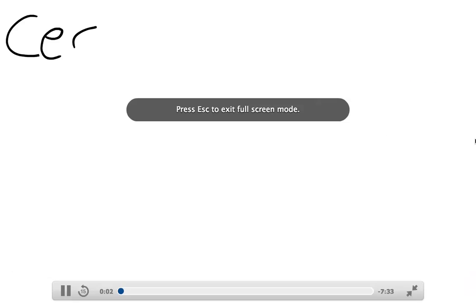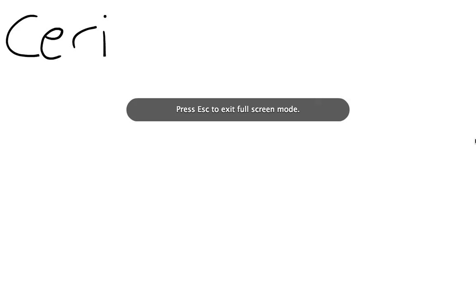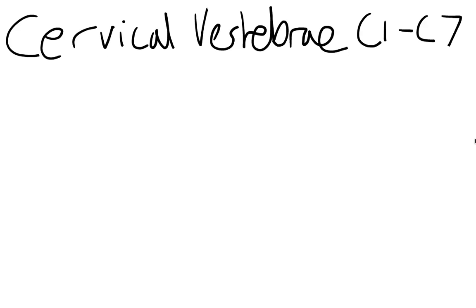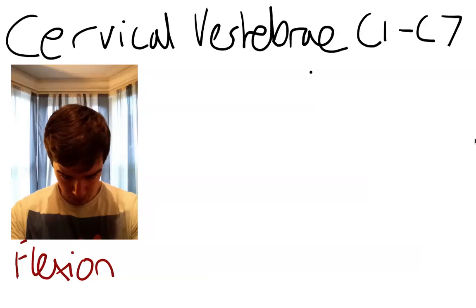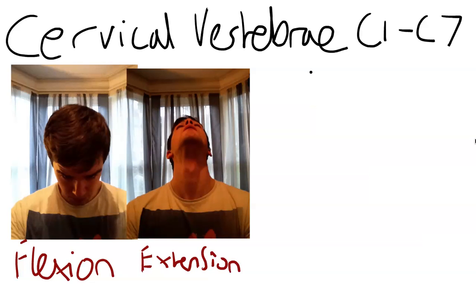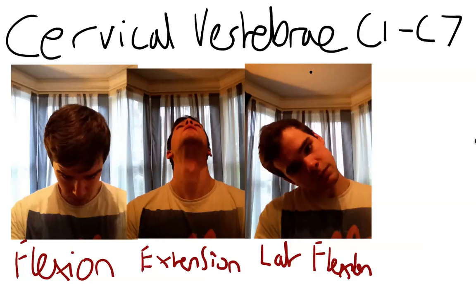The cervical spine consists of vertebrae C1 to C7 and sits on, or is attached to, the occipital condyle of the skull. The vertebrae are capable of moving the head in flexion, extension, lateral flexion, which is bending from side to side, and rotation.